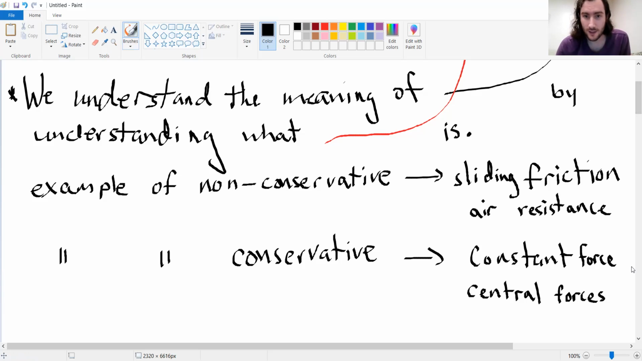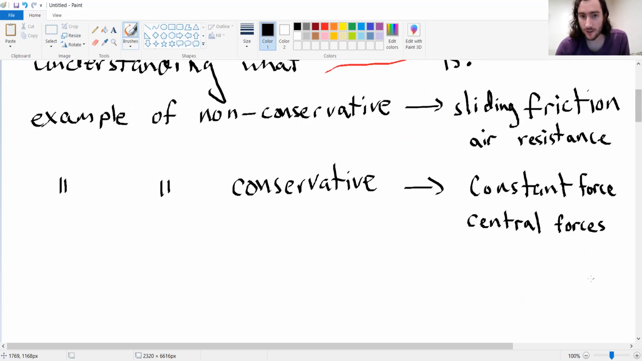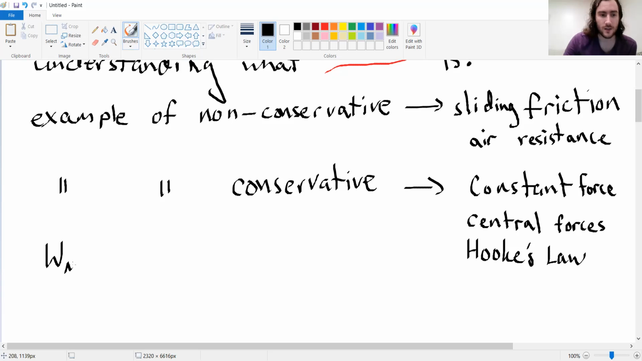Okay. And so everything that we're going to work with, and let me give you another example actually that we already talked about. So Hooke's law is actually a conservative force. It's a variable force, but it's a conservative force. So Hooke's law, that is a conservative force. And actually we calculated the amount of work that it took to stretch the spring, right?